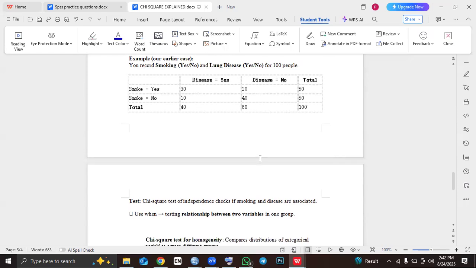Now, the chi-square test of independence is going to check whether smoking and lung disease are associated. So, when do we use the chi-square of independence? We use the chi-square of independence when we are trying to test the relationship between two variables in one group.